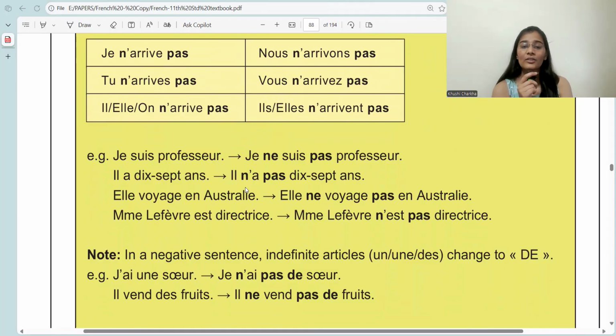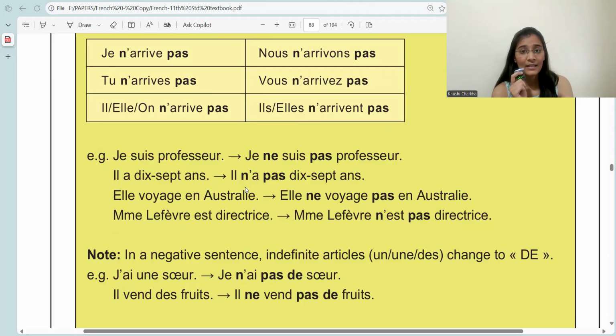Next example. Il a 17 ans. He is 17 years old. The verb here is a, from avoir. So before a, we'll add ne. After a, we'll add pas. Since a begins with a vowel, we'll write an apostrophe. Okay. Elle voyage en Australie. She travels to Australia. So the verb here is voyage, meaning to travel. It is an ER ending verb. So, elle ne voyage pas en Australie.